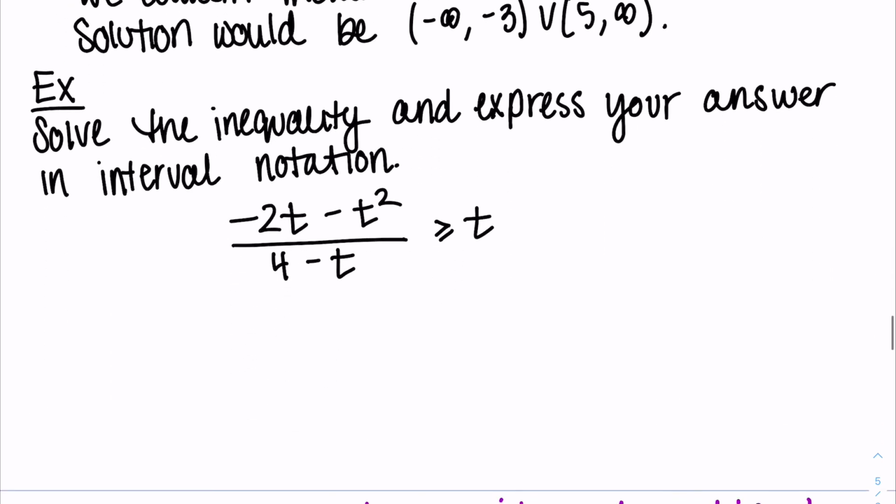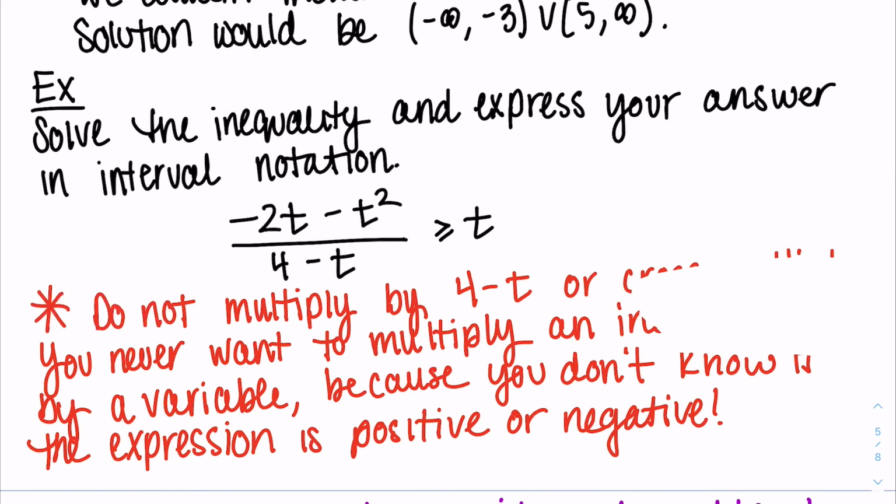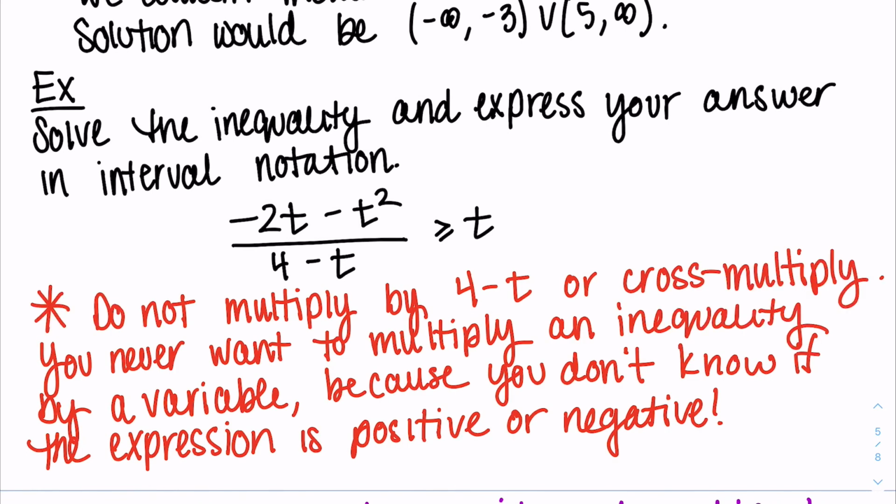Okay. Now the last example we're going to go through, there's a really common thing that you're going to want to do and you need to avoid doing it at all costs. So we've got this expression here. I know we hate fractions and we want to go ahead and solve this like we're used to, but we have a bit of a problem. You cannot multiply by that denominator. I cannot actually get rid of these fractions because I don't know anything about this expression 4 minus t. So you have to be careful.